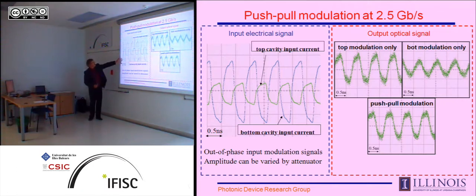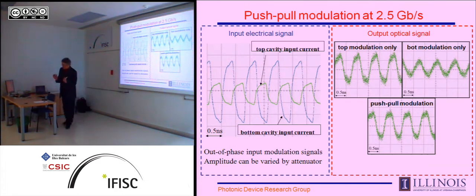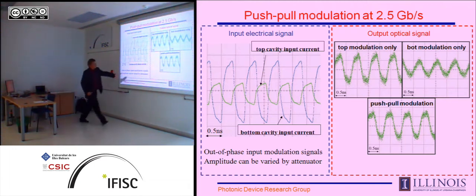So this is showing you the output of the laser, and if I just modulate one cavity or the other, that's what the green and blue curve corresponds to. And if I look at the output, as I would expect, this is a conventional modulation of the laser. I see modulation on the output. When I do this condition where I'm extracting and injecting equal carrier concentrations in the two cavities, this is the modulation that we see out of the laser. It's a little less than 3 dB.